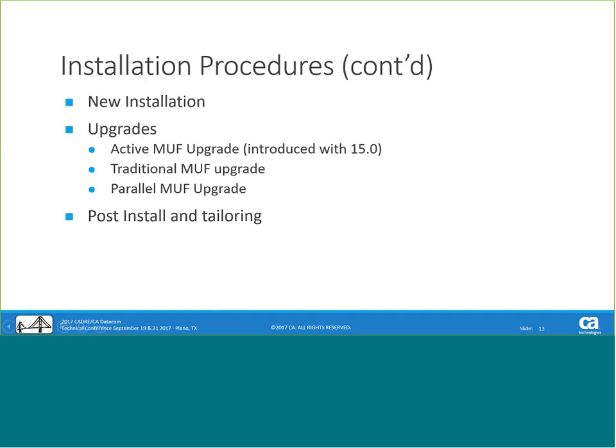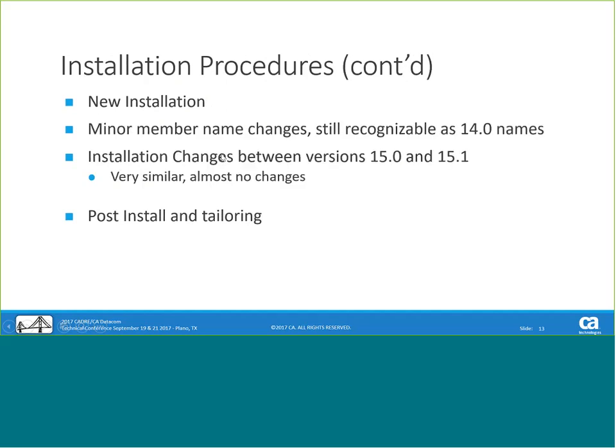Then you have your upgrades. And in the upgrades I've already mentioned, you have the active MUF upgrade that was originally introduced with 15.0 and, of course, is valid for 15.1. You have your traditional path and then parallel. And we'll talk about some post-install and tailoring.